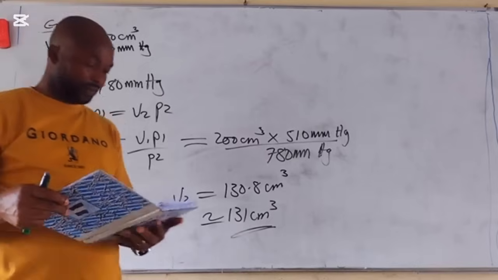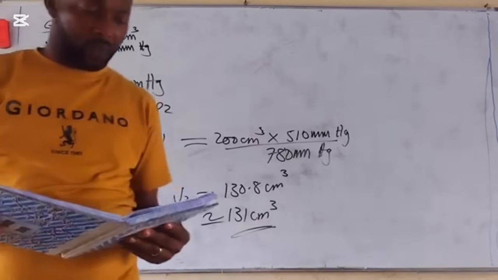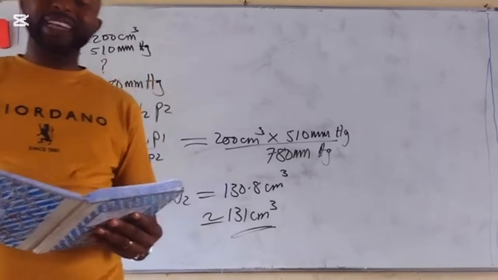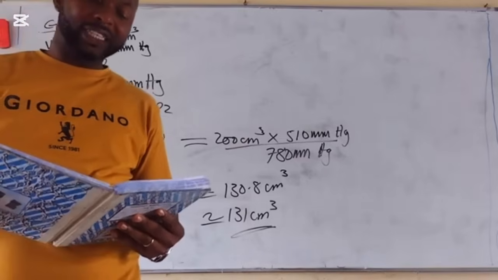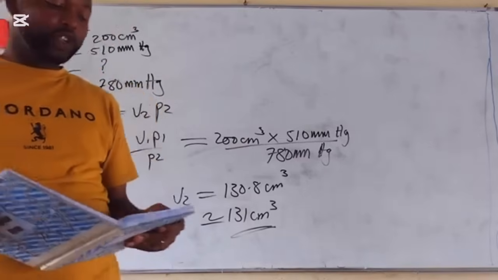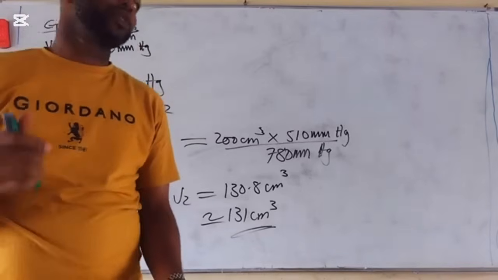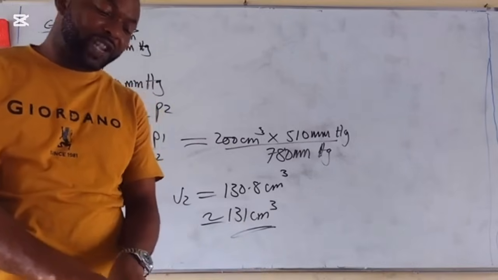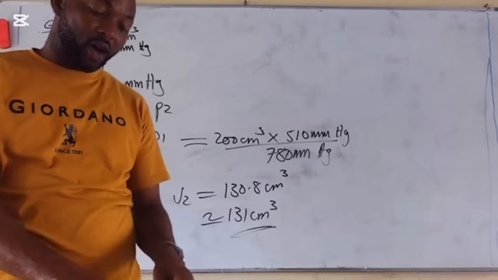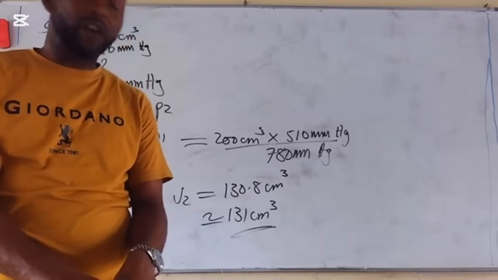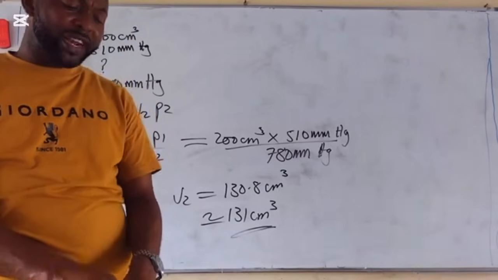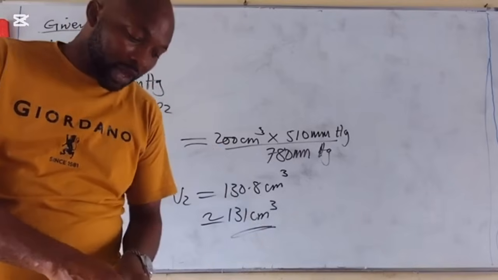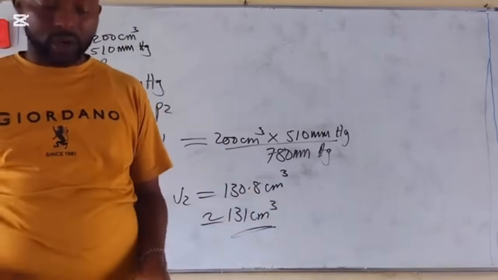Our fifth question. What pressure will be required to compress 350 cm cube of hydrogen at 700 millimeter of mercury to 300 cm cube? We already have 350 cm cube, which is our V1, at 700 millimeter of mercury, which is our P1, to 300, which is now our V2. Temperature remaining constant. So we are looking for P2 now.